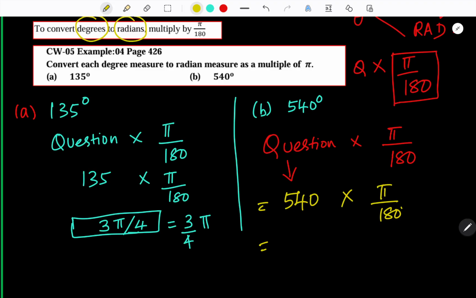So I put it in the calculator, the same 540. You can also use the calculator, no problem. 540 is equal to 3 pi. So the answer is going to become 3 pi.